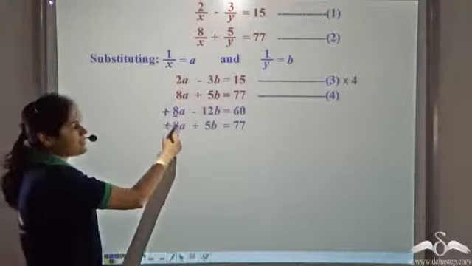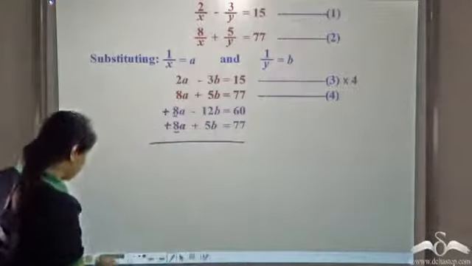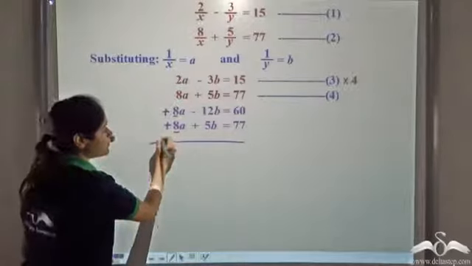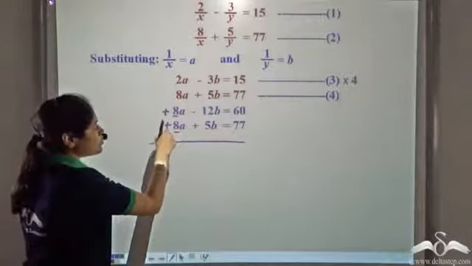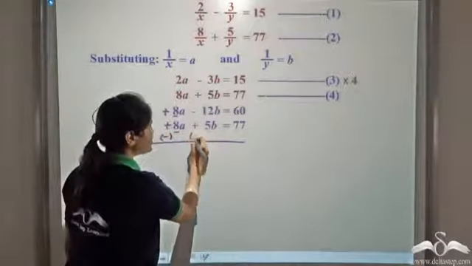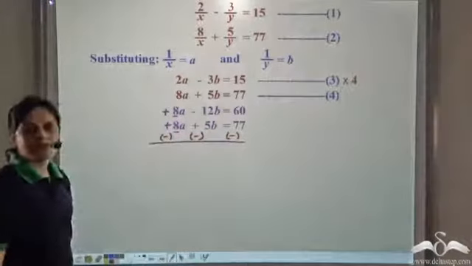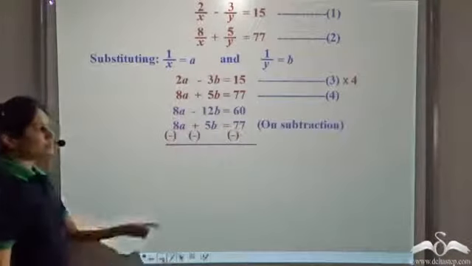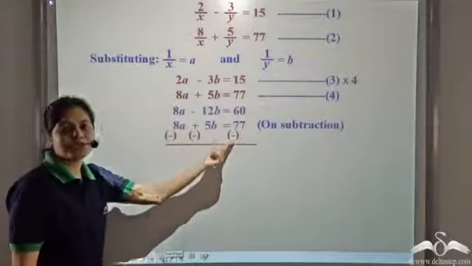So let us subtract this equation from this. On subtracting this, first we need to change the signs of the second. So this is plus, we make it minus. This is plus, we make it minus. Even this is plus, we make it minus. So we need to subtract this from this. We change all the signs.